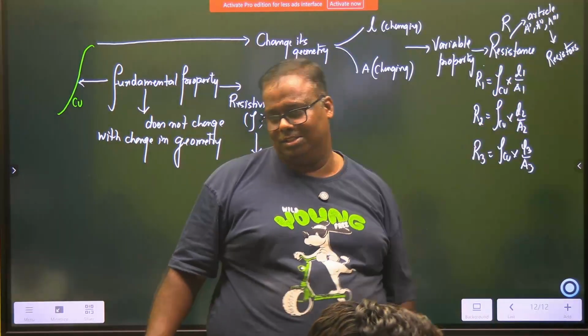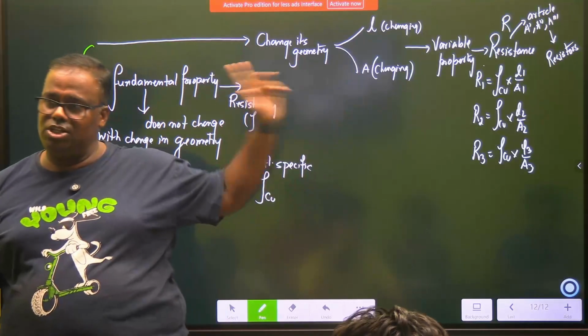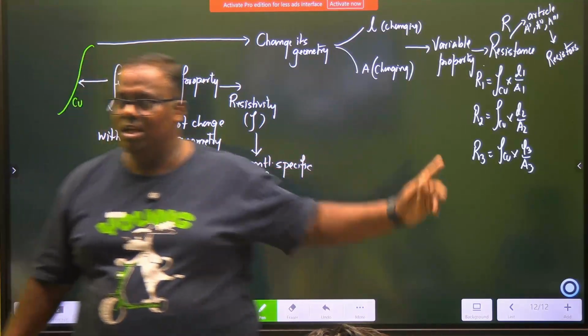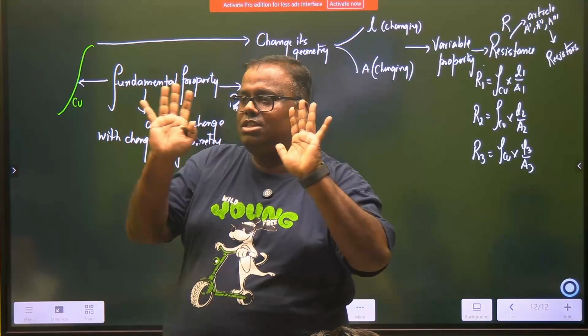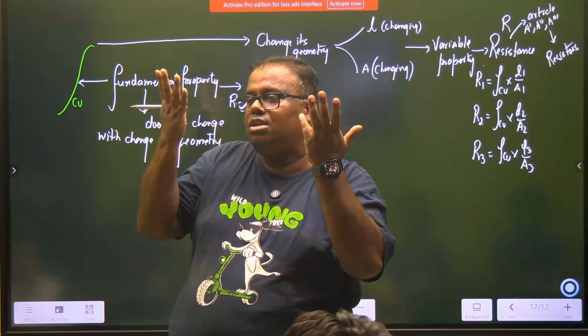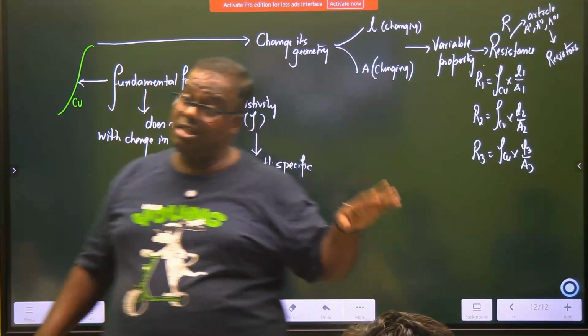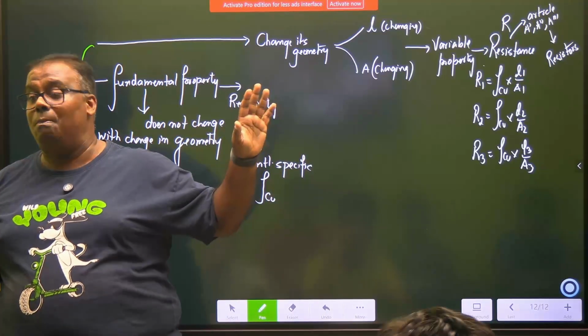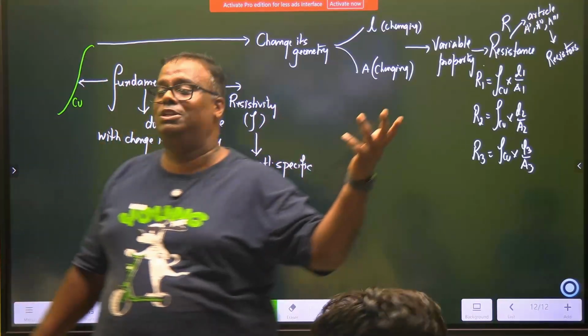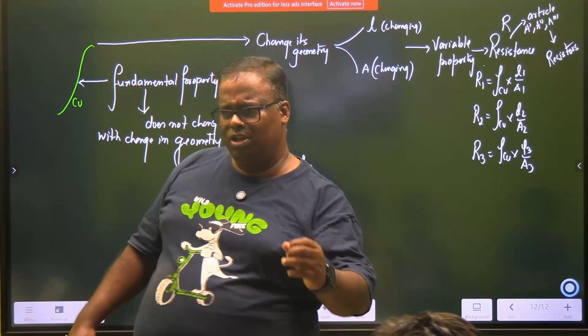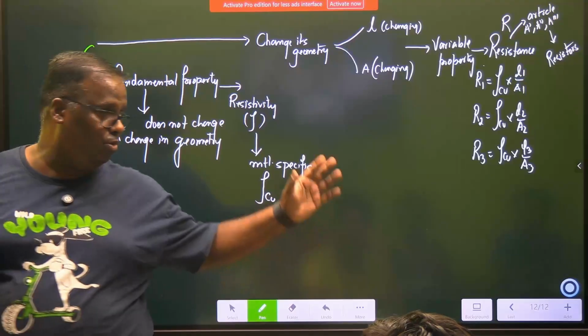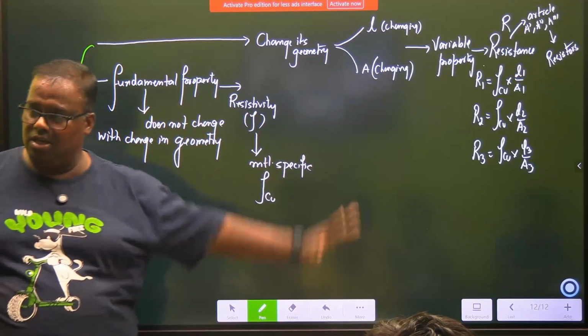Got it? Is this explanation clear about resistivity? So resistivity does not change as long as you don't change the material. Resistance can keep on changing based on what shape you picked out of that material. Now we will give you some more interesting examples before proceeding ahead. Is this clear, understood?